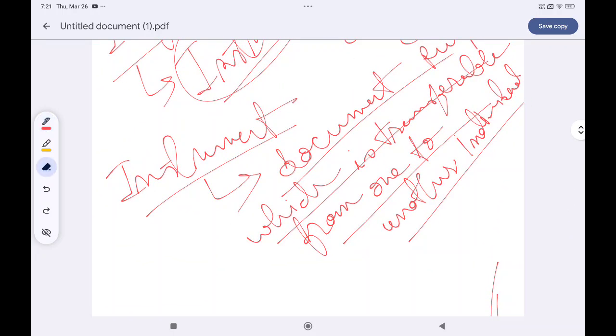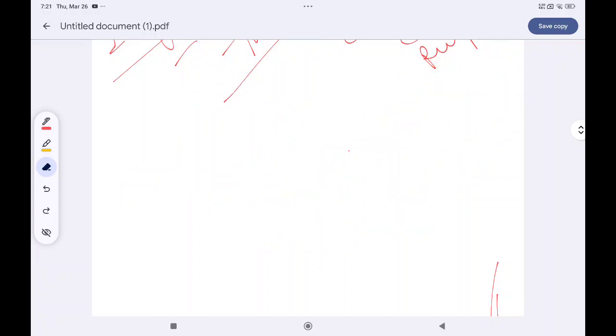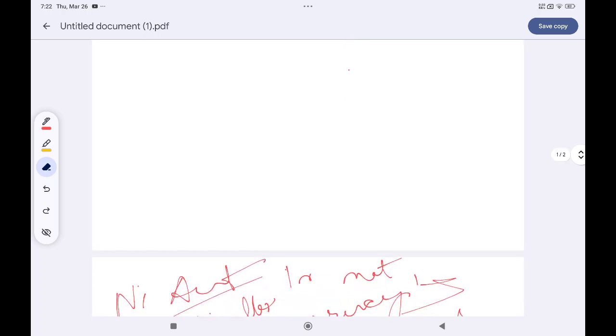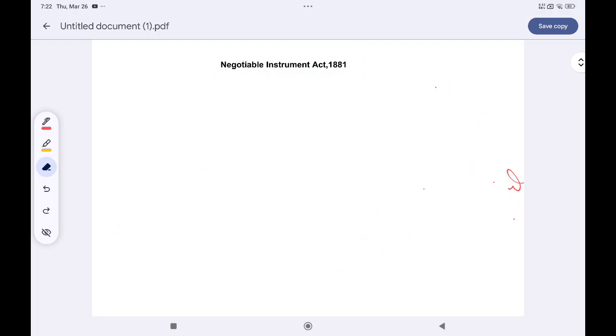Now let's talk about the other aspects of this act. Let me erase all of these things so that I can write freely. This is an introductory video, and in the next video I will try to explain more, going deeper into this act.